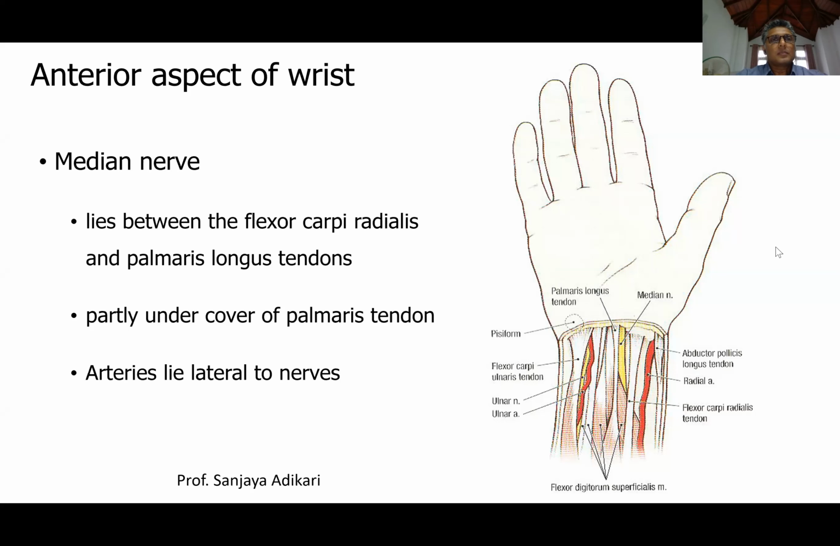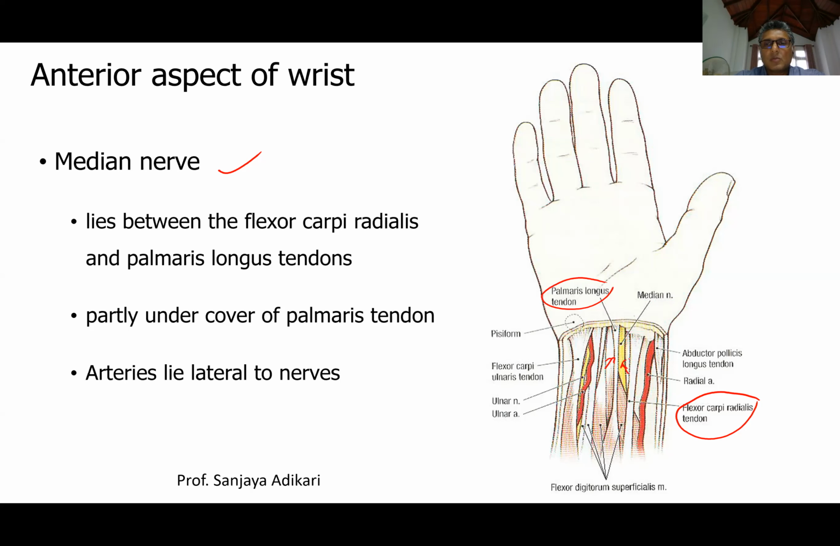Now, anterior aspect of the wrist, if you look at the anterior aspect of the wrist, there are a few things that I want to mention, not everything. Now, the median nerve in the anterior aspect of the wrist lies between the palmaris longus tendon and the flexor carpi radialis tendon, partly under cover of the palmaris longus tendon. So they are very close here, palmaris longus and median nerve.